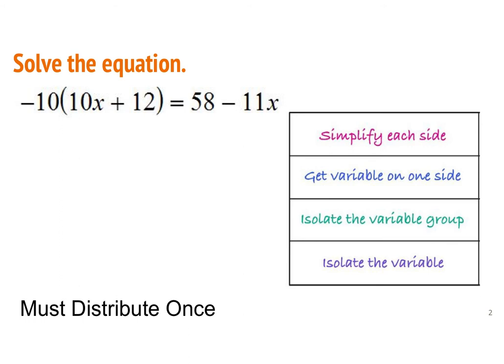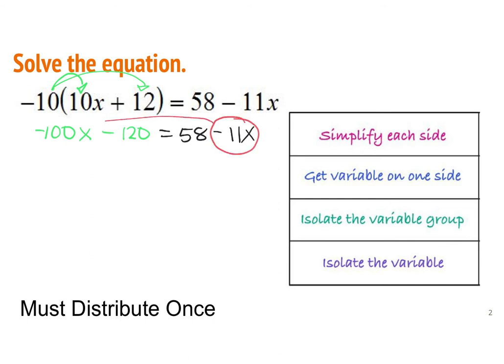Now we must simplify each side by using distribution. So I will distribute negative 10 into 10x and 12x. So I am left with negative 100x minus 120 equals 58 minus 11x. Then you want to get variable over on one side. So I will get this 11x over on the left side. So I will do positive 11x.